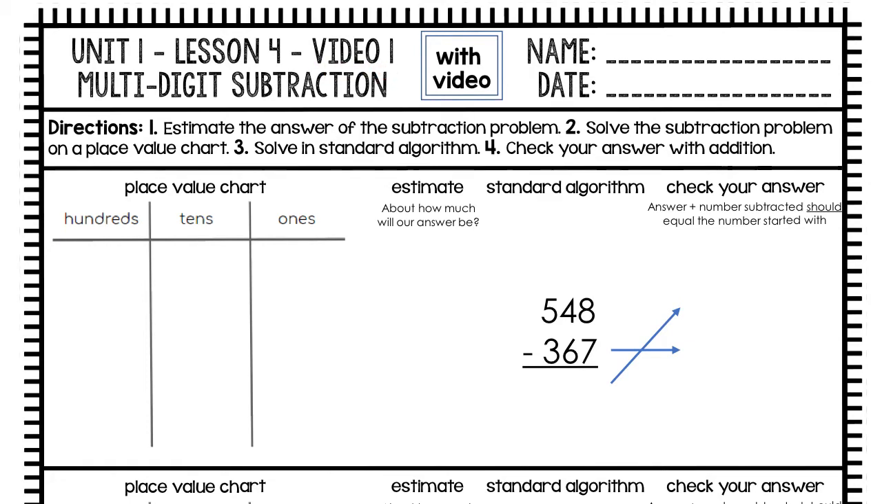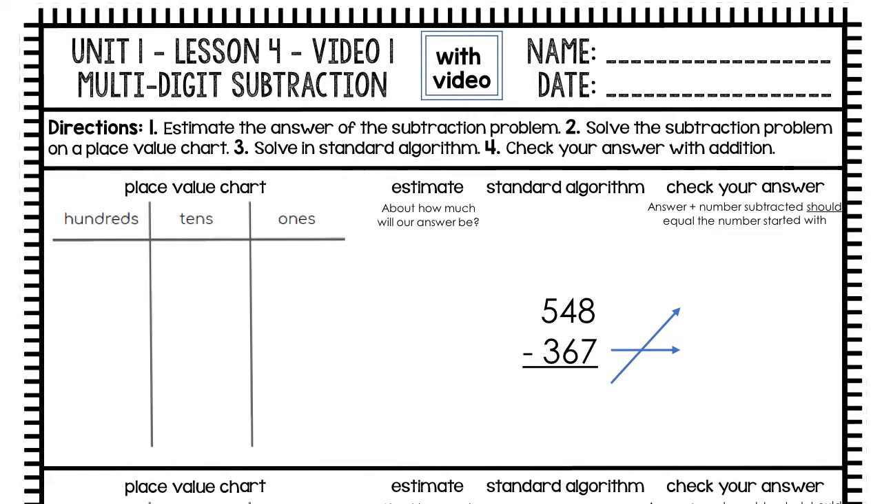This is video number 1. Directions. 1. Estimate the answer of the subtraction problem. So we're going to begin by estimating the answer to our subtraction problem. 2nd, solve the subtraction problem on a place value chart. Then we're going to come over here and solve it on a place value chart. 3, solve in standard algorithm. We will come and solve it in standard algorithm. And 4, check your answer with addition. We will learn to check our answer to our subtraction problem with addition.